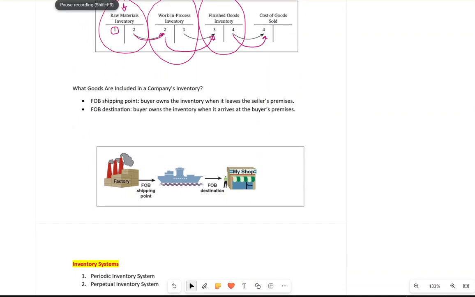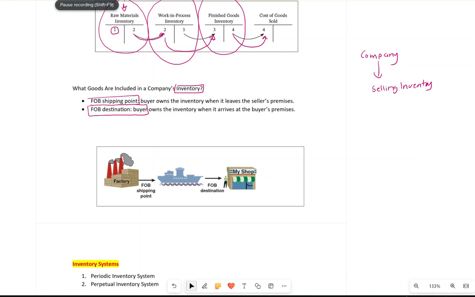Going along the same line, what goods are included in a company's inventory? So we have an inventory. What should be included in that inventory? What should be our inventory, and what would be somebody else's inventory? That's what we're looking at. Now there are two points when we look at it: FOB shipping point and FOB destination point. When you're a company, you're selling inventory, so you're selling a product to somebody.